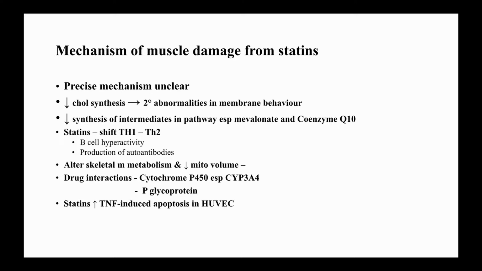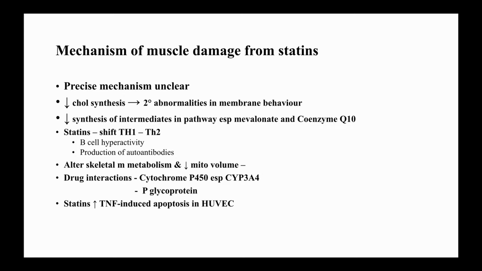There are a number of plausible mechanisms by which statins can have adverse effects on muscle function. The precise mechanisms are unclear, but one is that reduction in cholesterol synthesis can lead to instability in cell membrane behavior. We know that there is a reduction in synthesis of intermediates in the pathway, especially mevalonate and coenzyme Q10. We also know that statins shift from a T helper 1 to a T helper 2 profile, and this implies a greater activity of B cells and more production of autoantibodies.